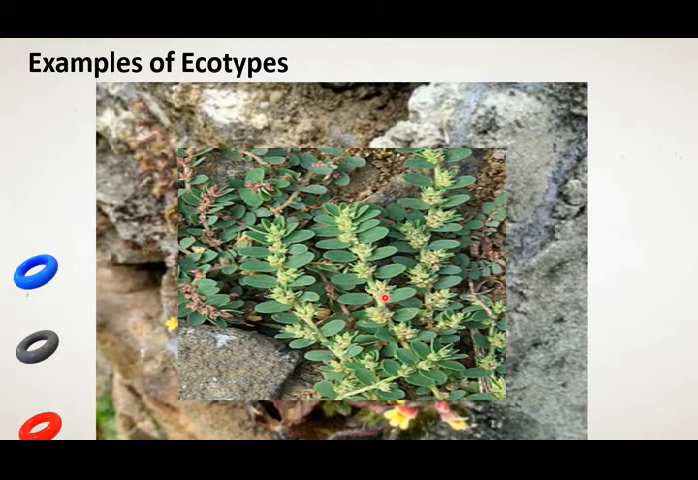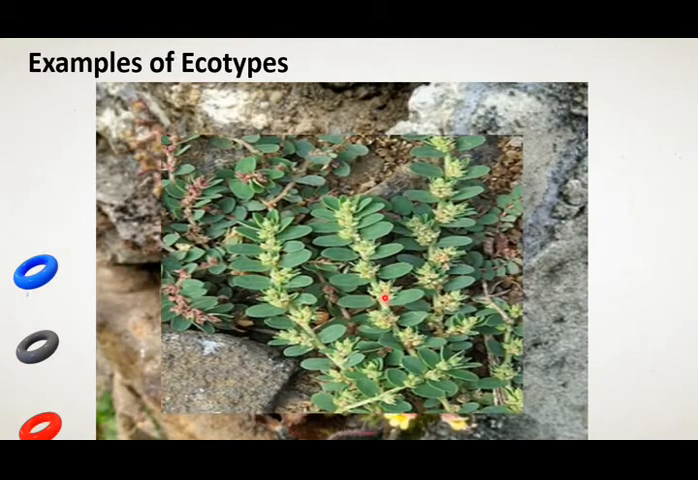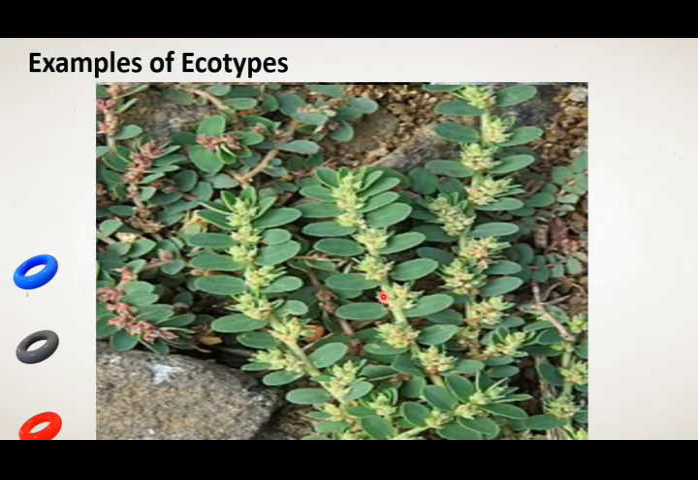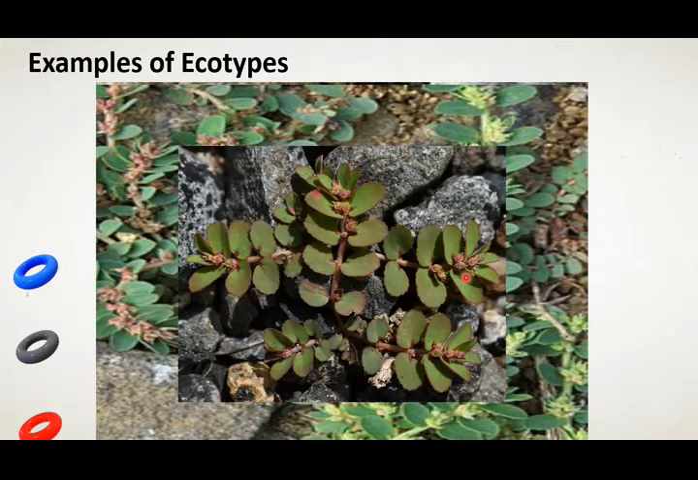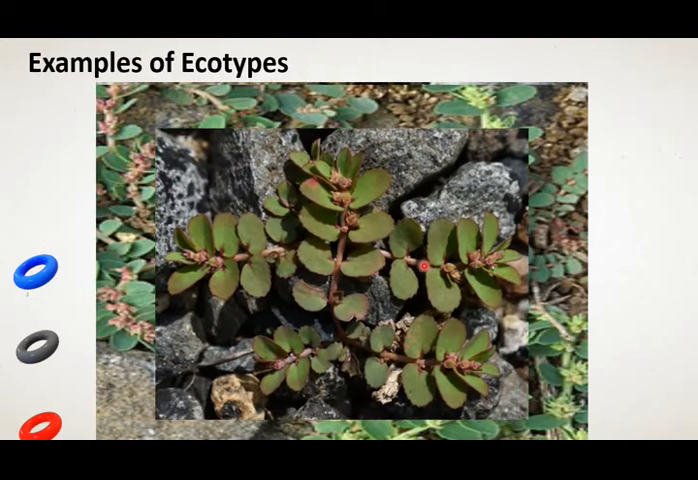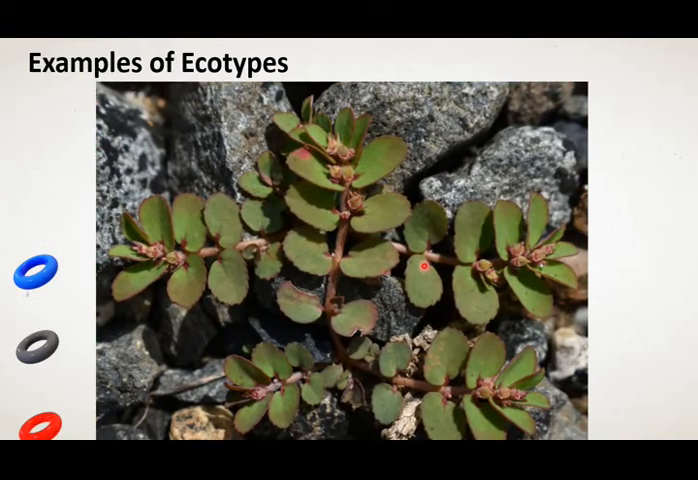Now this is an example of a green Euphorbia thymifolia, which grows in those areas where the calcium content is less. So it is a calcifuge. Whereas the red ecotype of Euphorbia thymifolia grows in those areas where the calcium content is more. So it is a calcicole.